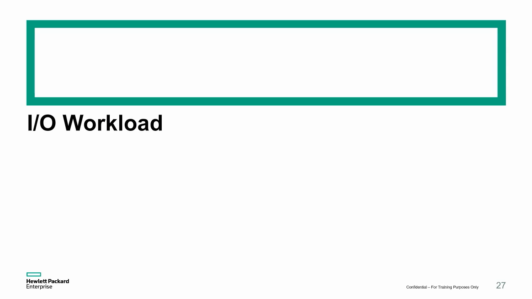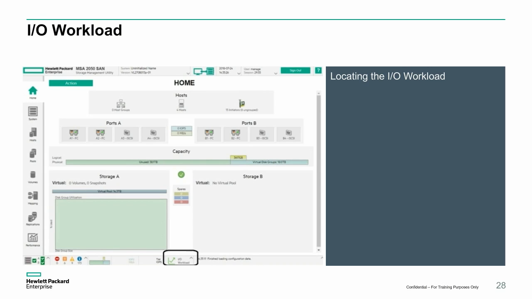Next section is I/O workload. Access to the I/O workloads is available in the main view footer and therefore accessible from any topic. The I/O workload is circled on this slide, and we will go through the details on what information is included in the I/O workload in the next couple of slides.